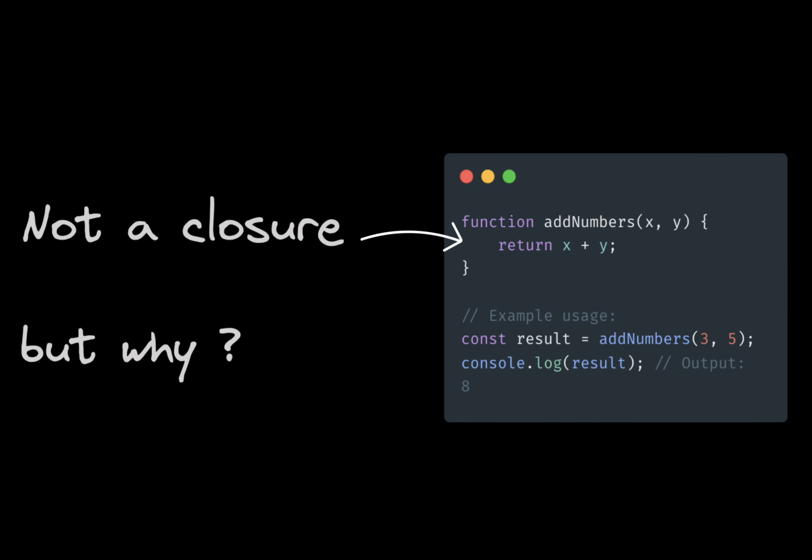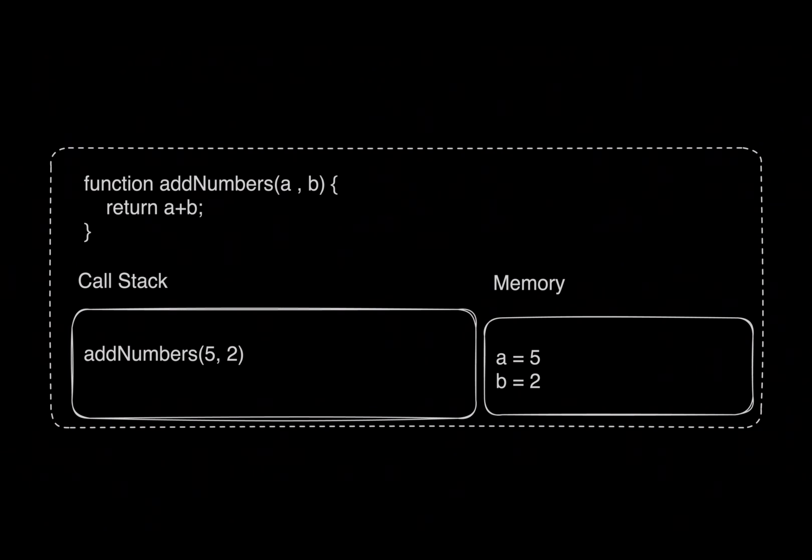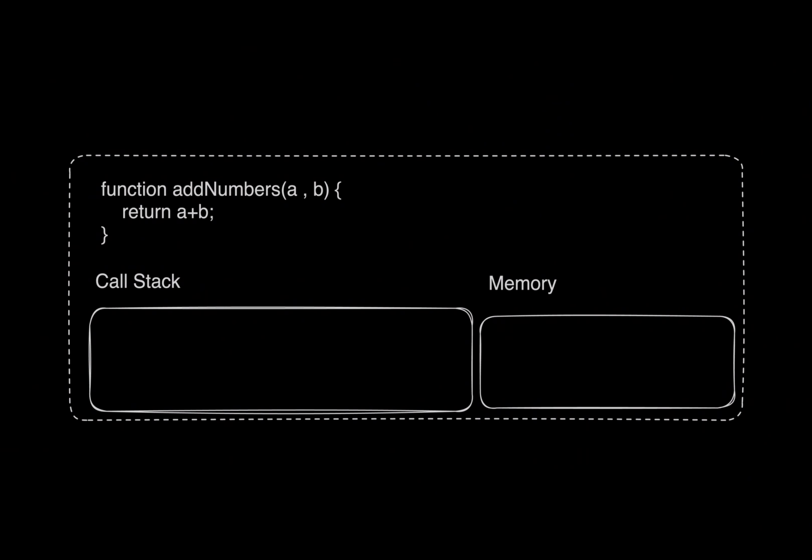Take, for example, a pure function that only depends on its own arguments and internal data. What we have here is a fully self-contained closed expression. When it's called, it gets pushed into the call stack where it's executed and its internal data is only kept in memory until it's popped back off the call stack.